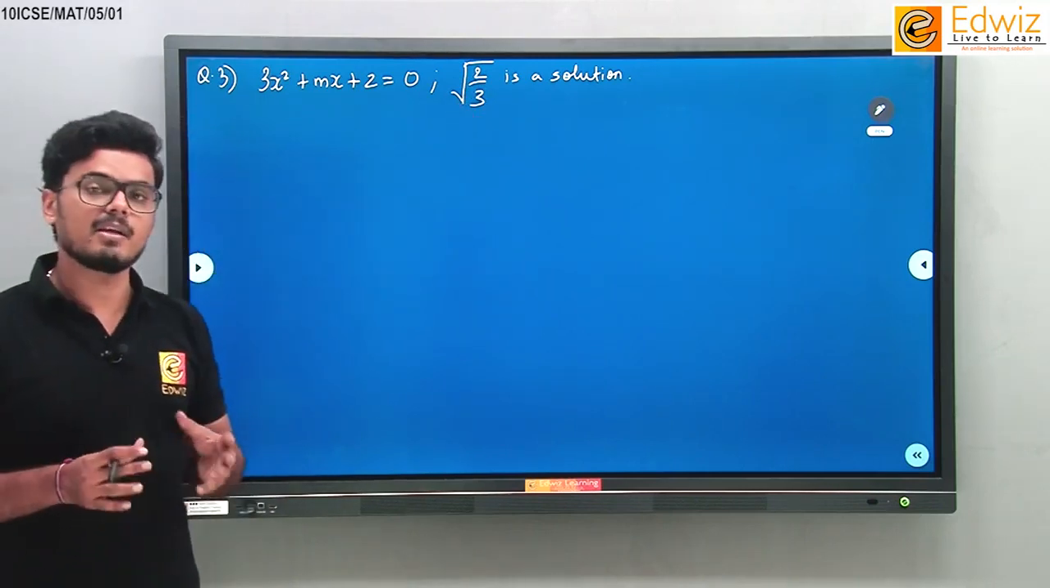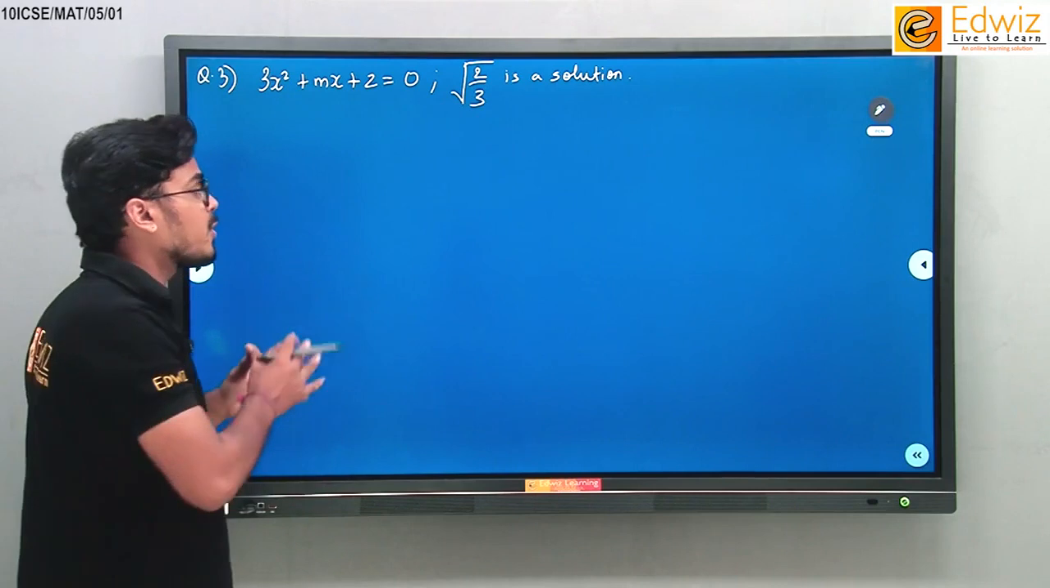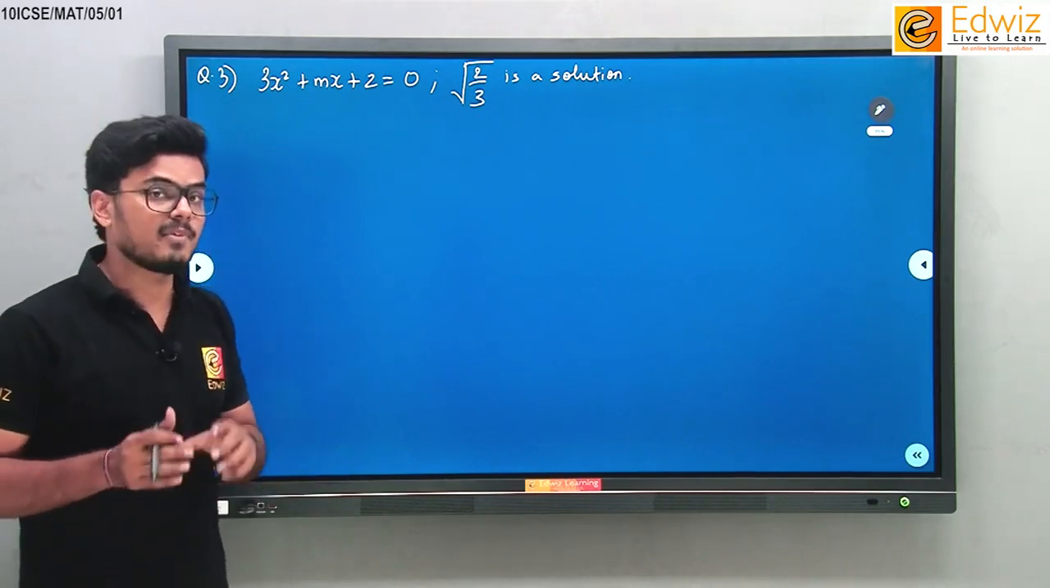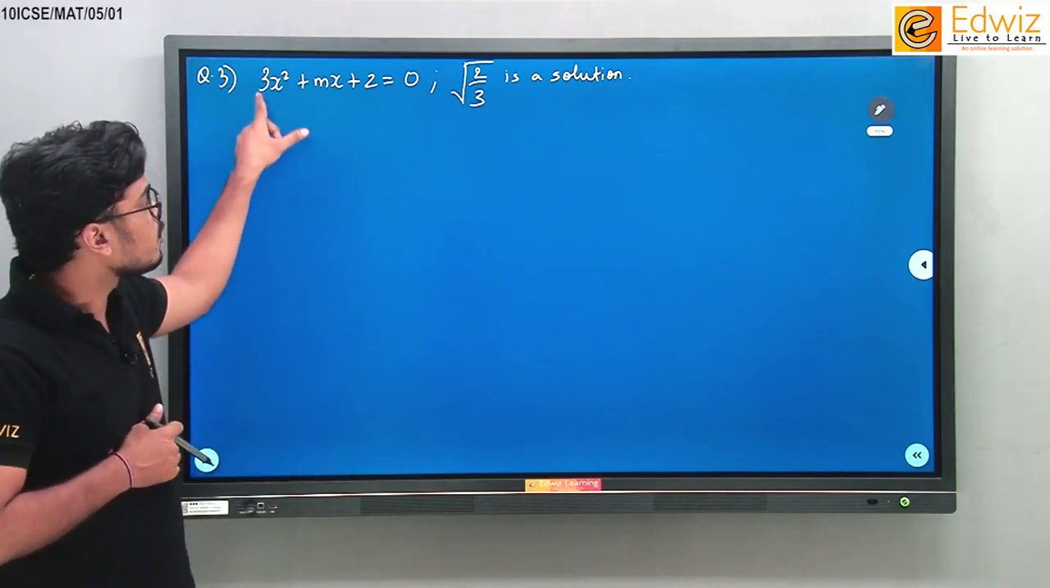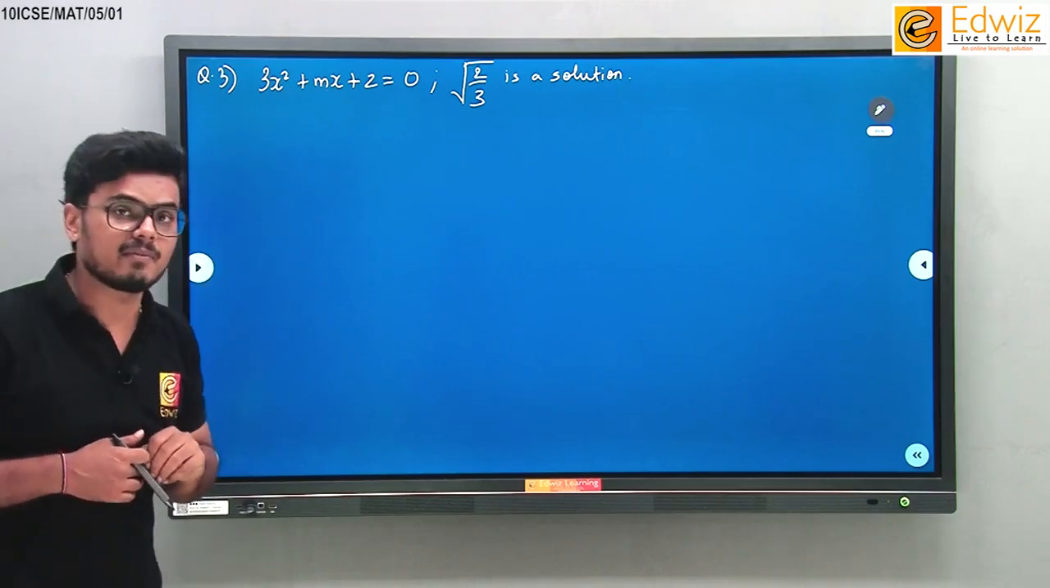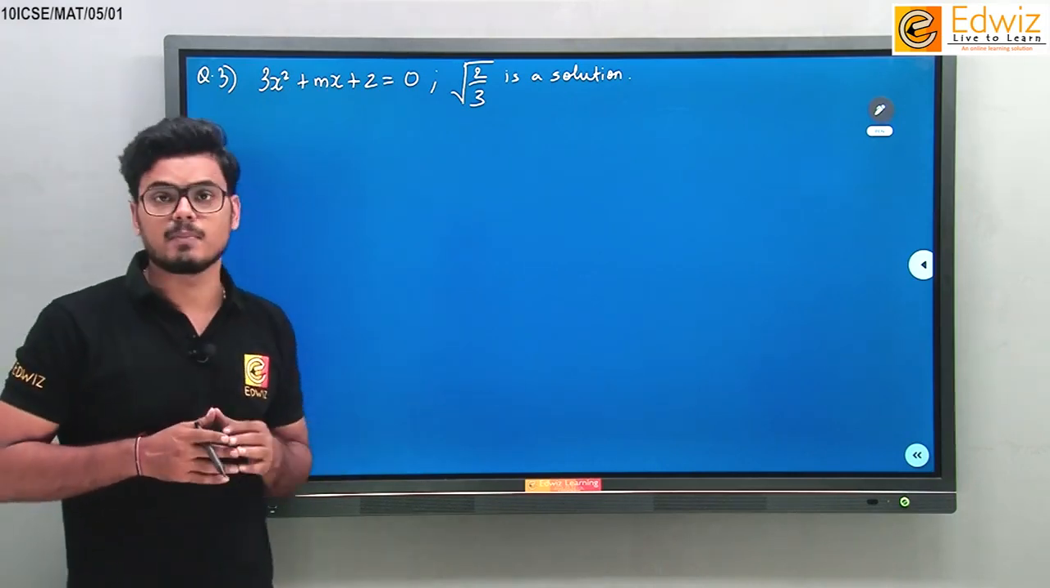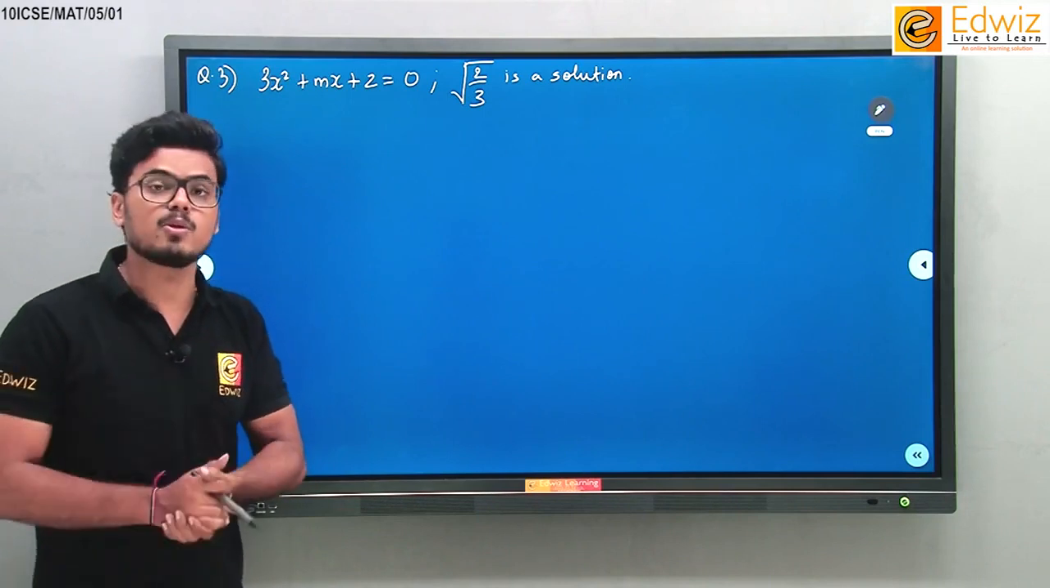of this quadratic equation. Now, the plus point of this information is that we already know that if I substitute root 2 upon 3 instead of x in this equation, it is going to satisfy it, because the question has already said that it is a solution, right?